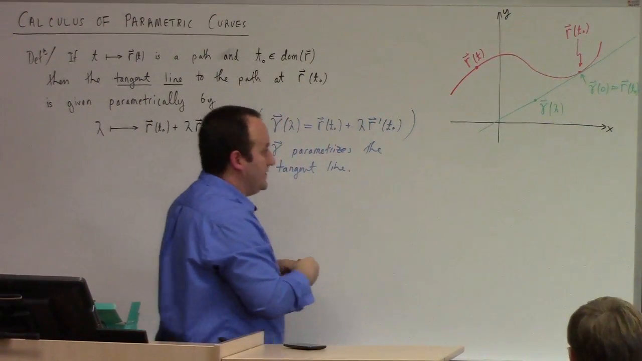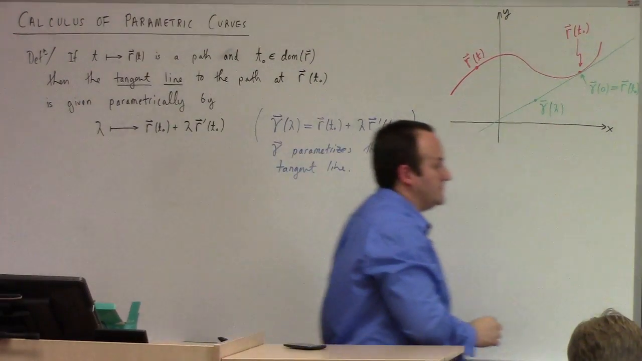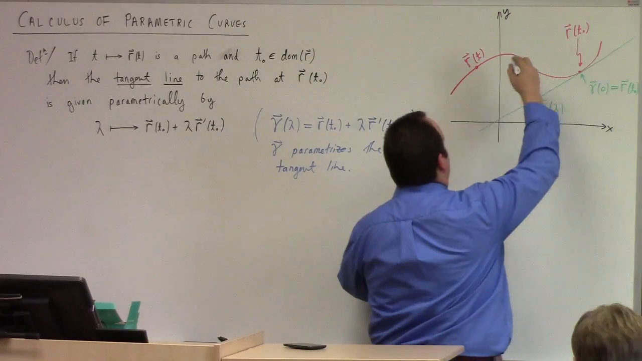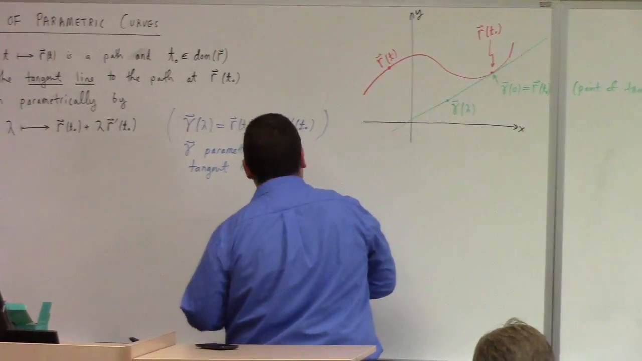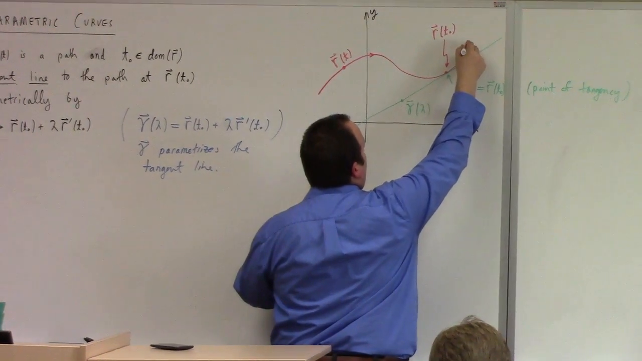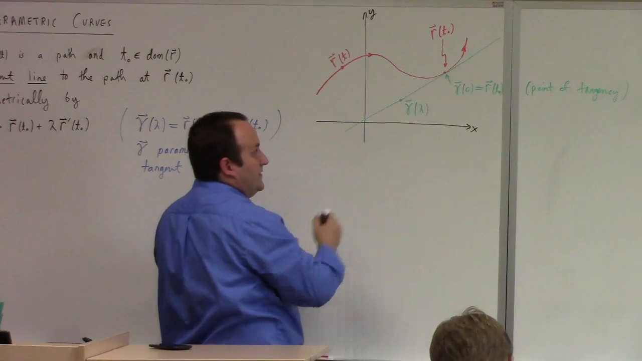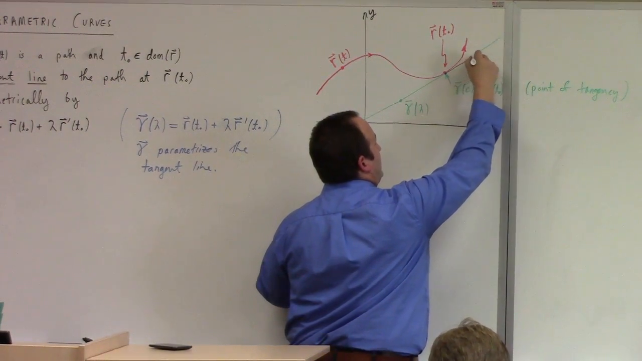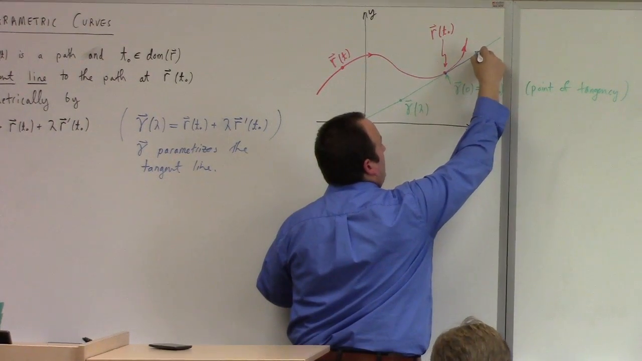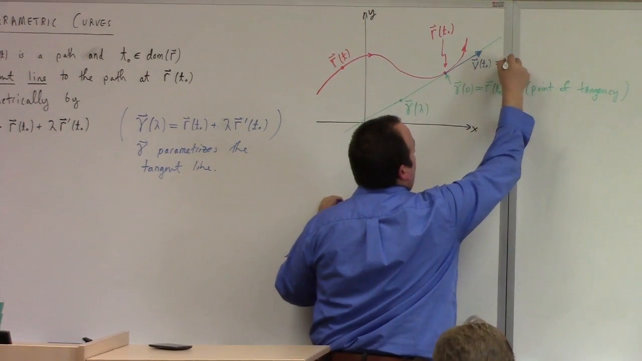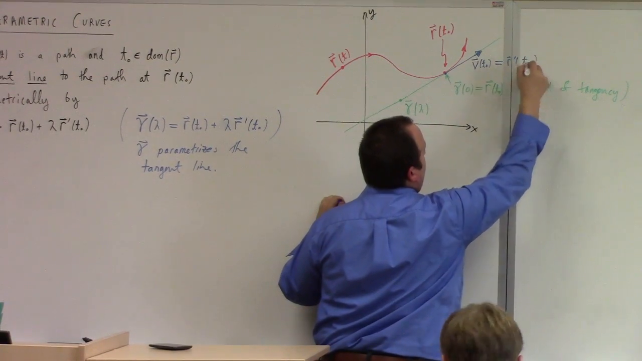Let's see here. What else can I tell you? In this picture, if I was to draw the velocity vector, I'm assuming, I mean, there's different ways you could go here. Let's suppose that the curve goes this direction. If the curve goes that direction, then if I draw the velocity vector at the point of tangency, it looks something like this. So there is actually v of t naught, aka r prime of t naught.